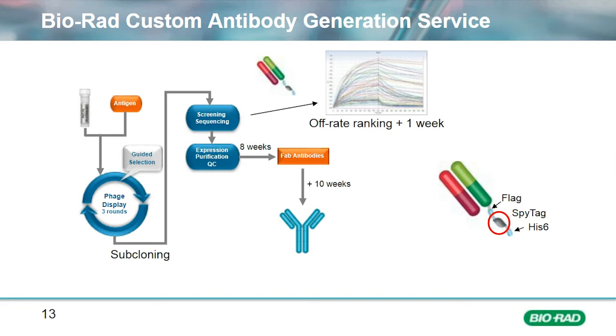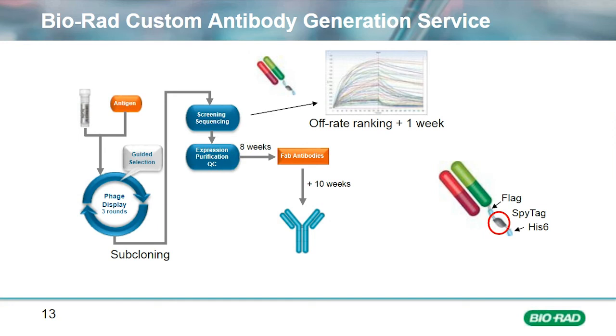With the SpyTag technology, what we can now do is we can make the antibodies in the monovalent format, identify the high affinity binders, and then rapidly convert those into a bivalent format to get the avidity benefits before delivering them to the customer. So I'll explain a little bit more about this SpyTag, which we have incorporated into our Fabs in the next slide.